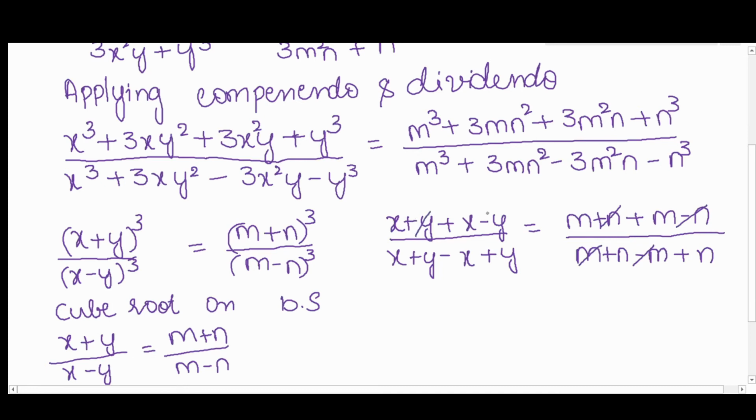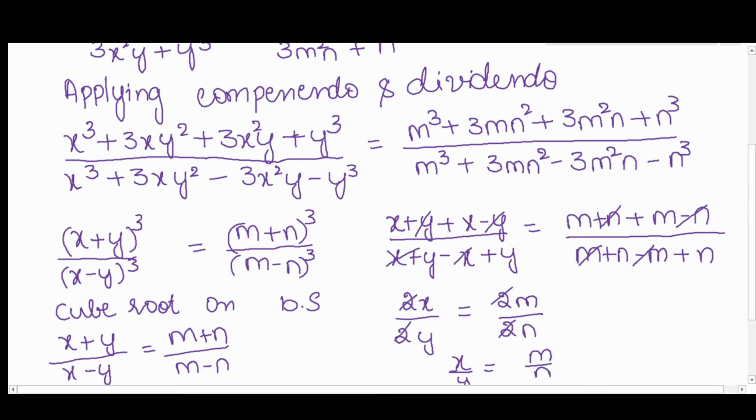Here also you can see y gets cancelled, x gets cancelled. So you result with 2x divided by 2y, which is equal to 2m divided by 2n. So all the 2s get cancelled and you get x by y is equal to m by n.